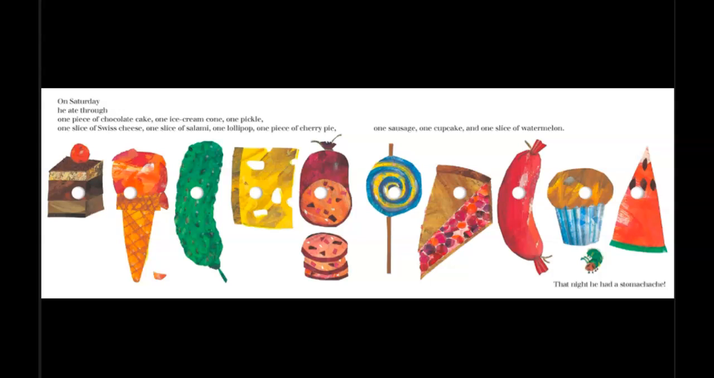On Saturday, he ate through one piece of chocolate cake, one ice cream cone, one pickle, one slice of Swiss cheese, one slice of salami, one lollipop, one piece of cherry pie, one sausage, one cupcake, and one slice of watermelon. That night, he had a stomach ache. The next day was Sunday again. The caterpillar ate through one nice green leaf, and after that he felt much better.